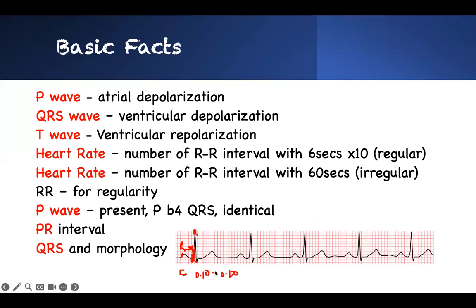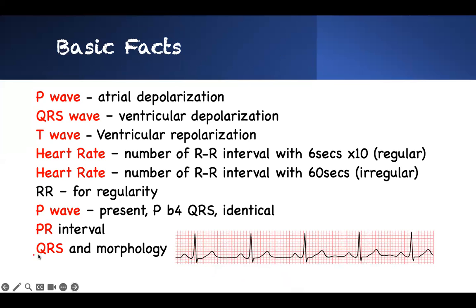0.2. So you're counting one. So from here, I count 1, 2, 3, 4. I just have 4 boxes because one box is 0.04. So I shouldn't go more than that, right? This is 0.20. I should not get greater than 5 boxes between the P and the R. That means the PR interval is too long.